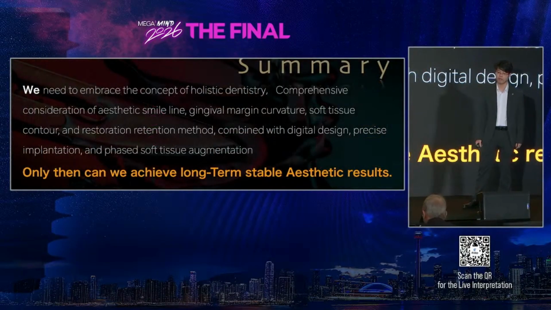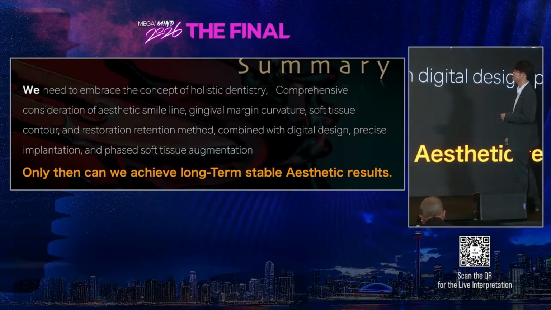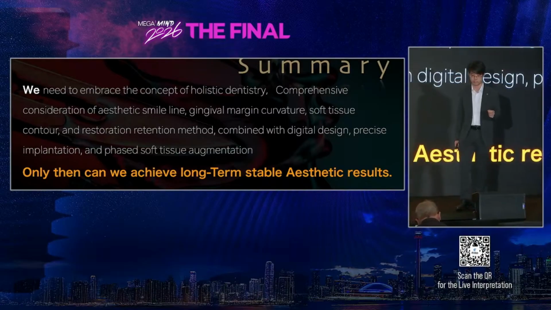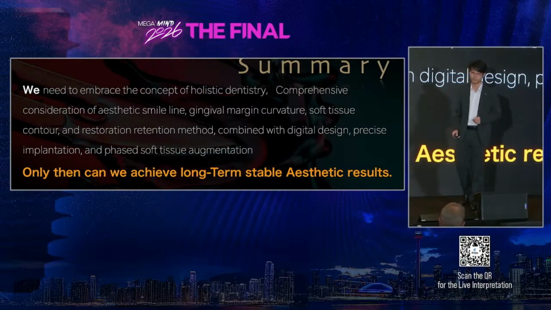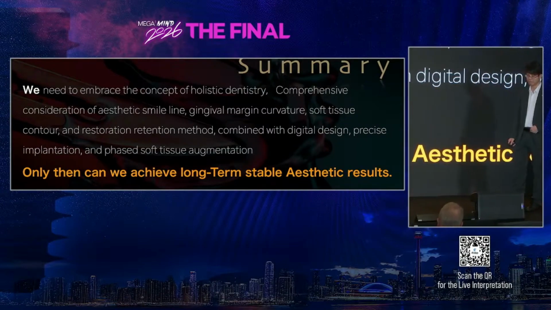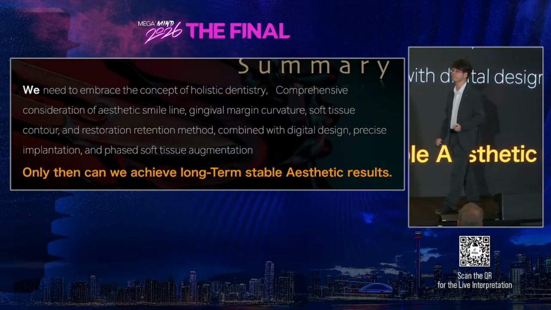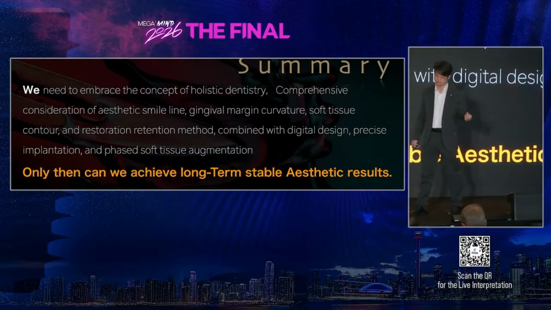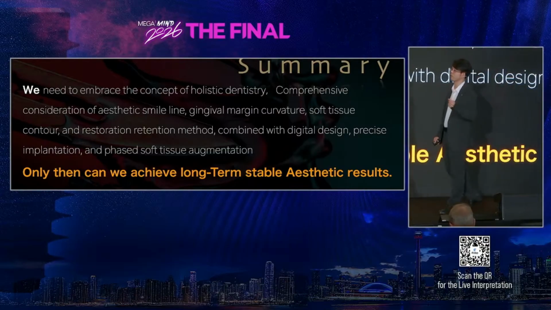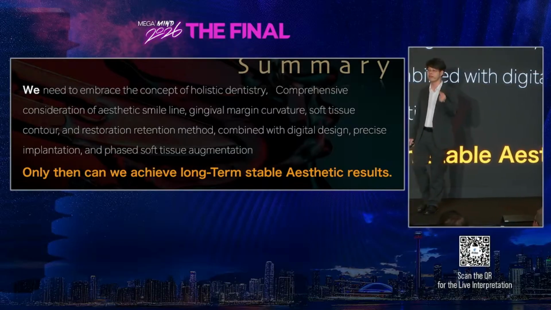We need to embrace the concept of holistic dentistry, with comprehensive consideration of the aesthetic smile line, gingival margin, curvature, soft tissue contour, and the restoration retaining method, combined with detailed design, precise implantation, and precise soft tissue augmentation. Only then can we achieve a long-term and stable aesthetic result. For the patient, we changed not just the teeth, but the smile and the confidence.